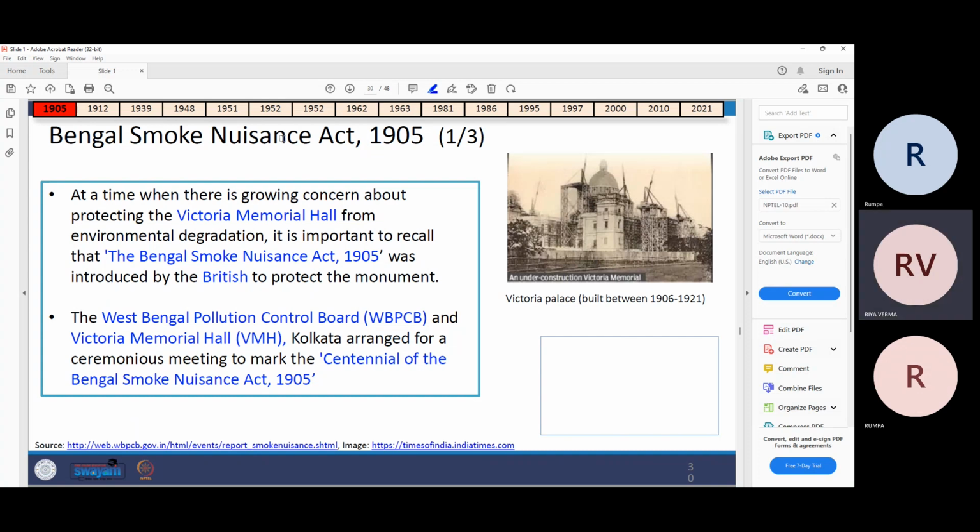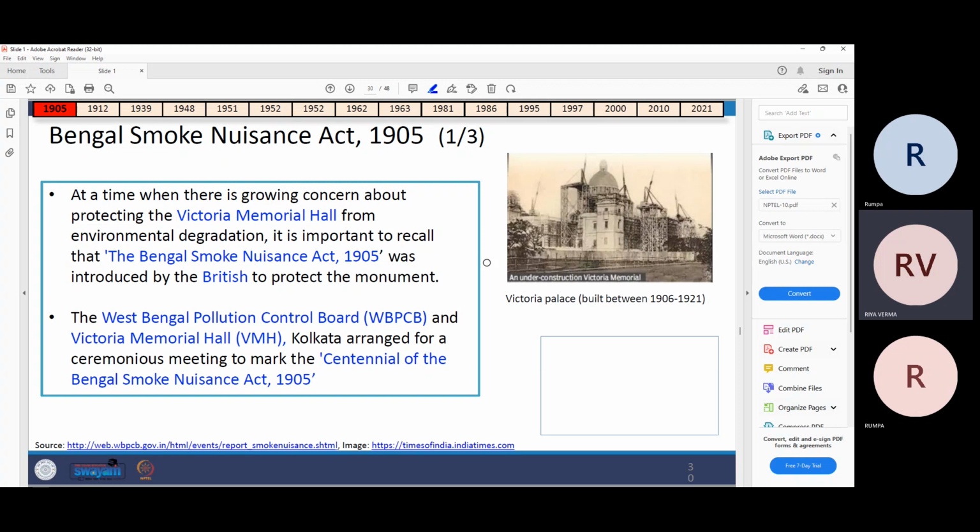So the Bengal Smoke Nuisance Act that was there in 1905, at a time when there is growing concern about protecting the Victoria Memorial Hall. This is the Victoria Palace that is in Bengal. It was built between 1906 to 1921. So it was degrading due to the increased air pollution in the Bengal region.